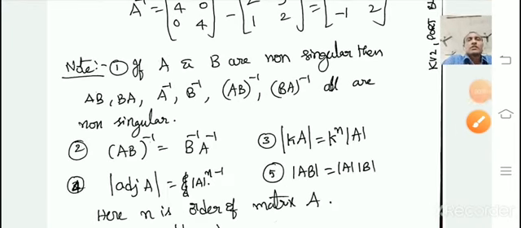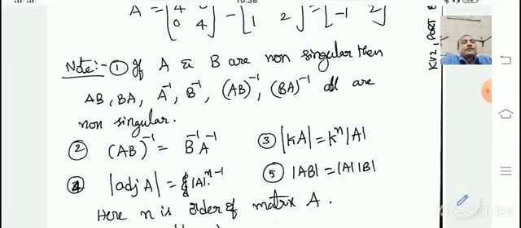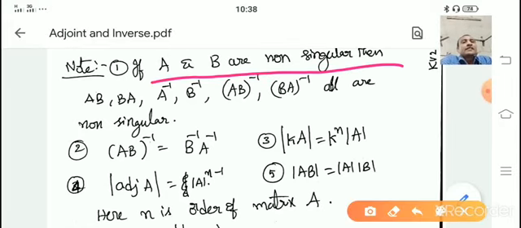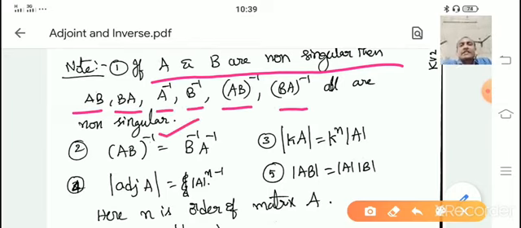Now, there is a note here: if A and B are non-singular matrices, then AB, BA, A inverse, B inverse, AB whole inverse, BA whole inverse, all these matrices are non-singular only. And one more property: AB whole inverse is B inverse into A inverse. You may be asked to verify this by giving two matrices A and B. You know how to find inverses and multiplications.